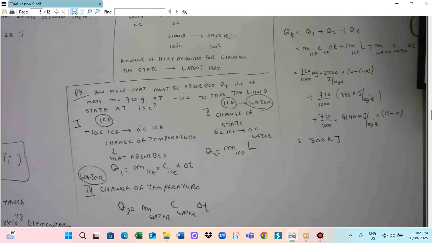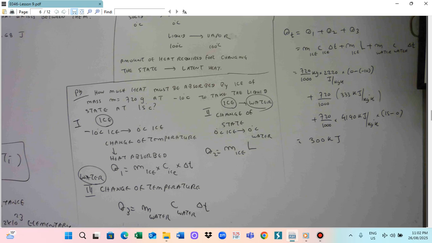So this means that firstly the ice at minus 10 degrees centigrade changes to 0 degrees centigrade ice. After that, the 0 degrees centigrade ice changes to 0 degrees centigrade water. And from the 0 degrees centigrade water, the temperature changes to 15 degrees centigrade. So there are three stages, and all of them absorb heat. With all the heat combined, we can calculate the heat requirement.